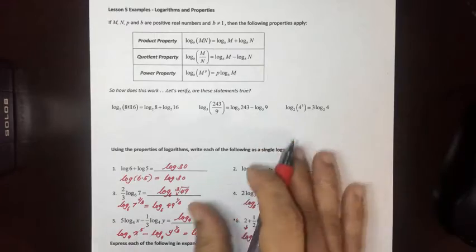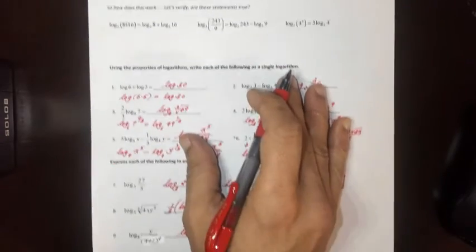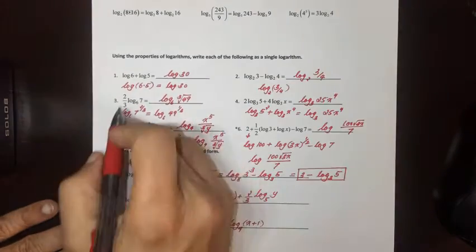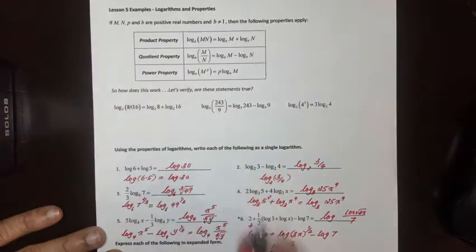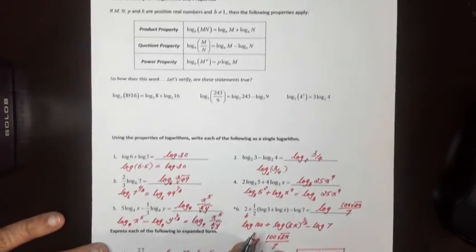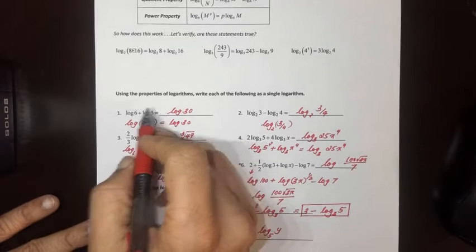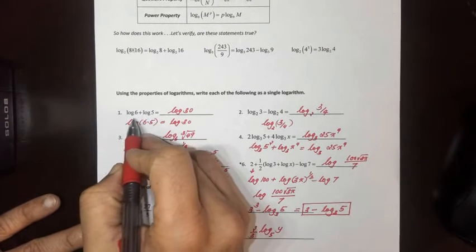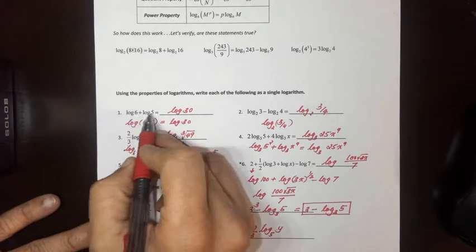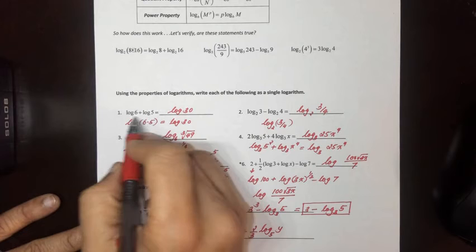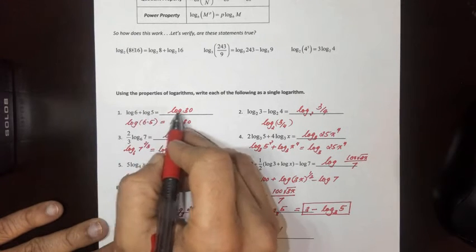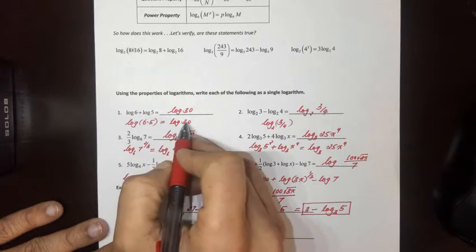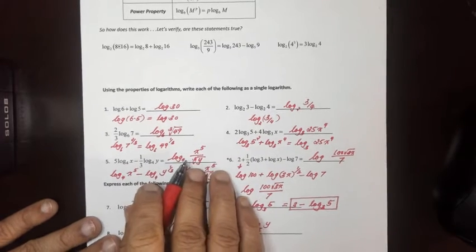Few examples using these three properties. You can see the product property, or you can say it is a reverse of the product property. The two logs are added here with the same base. Base is not given, but it is 10. So if it is added here, you need to multiply. So it'll be log of 6 times 5, which is 30. So the answer is log 30.